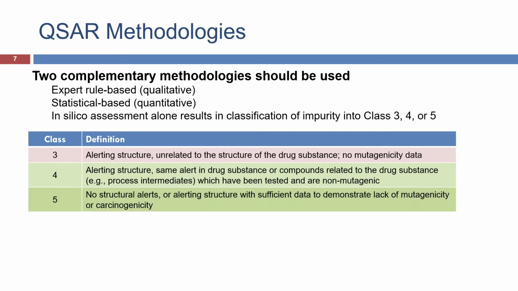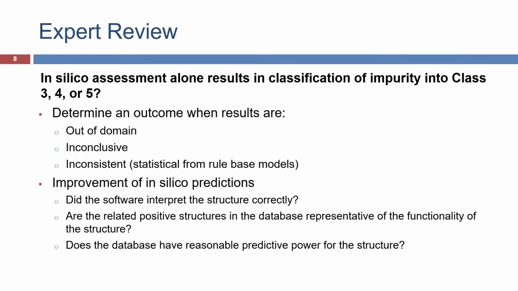And class 5 are those compounds that have no structural alerts or alerting features, or there is enough data to demonstrate lack of mutagenicity or carcinogenicity. So I said in the previous slide that with an in-silico assessment alone, you could classify an impurity into a class 3, 4, or 5. However, in practice, this is not the case.